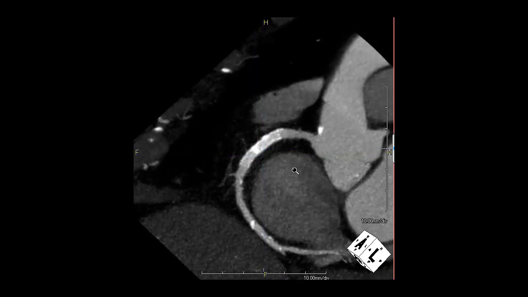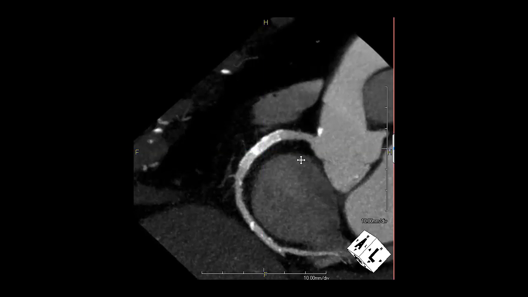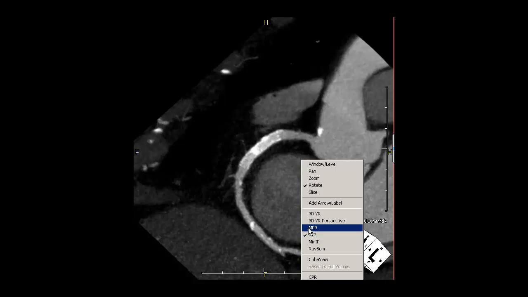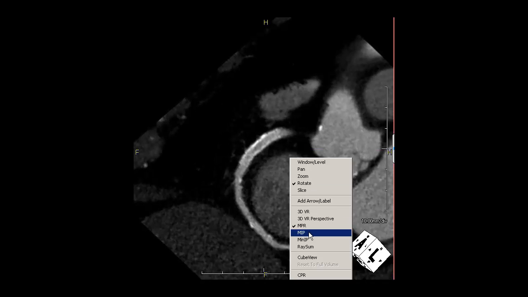Stents are traditionally very difficult to assess with respect to luminal characteristics. You need to at least return to an MPR view. In the MPR view, in this situation, you can actually see very nicely inside the stent. And if you follow it along all areas, this clearly shows no evidence of obstructive disease and is widely patent.